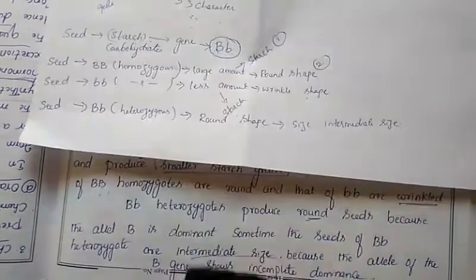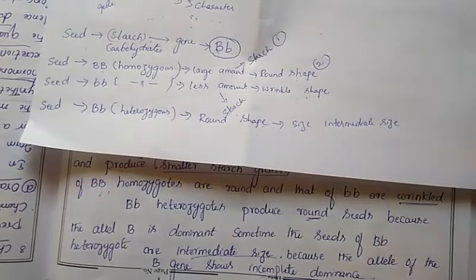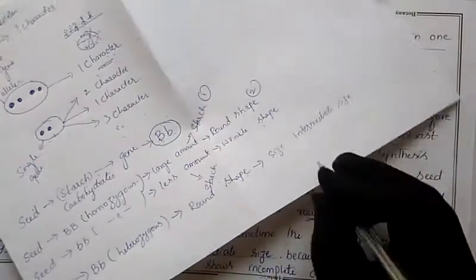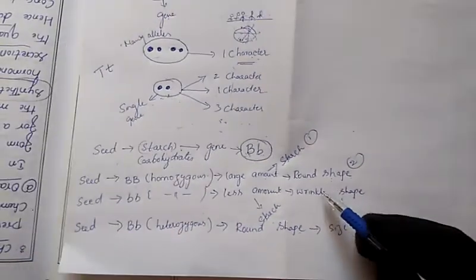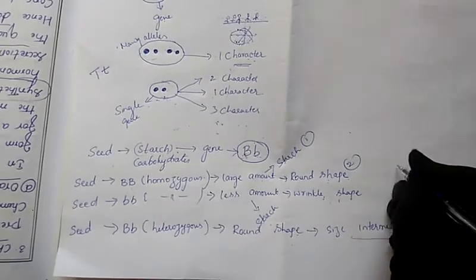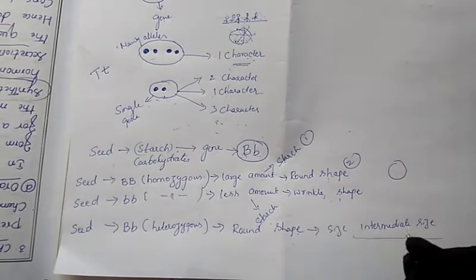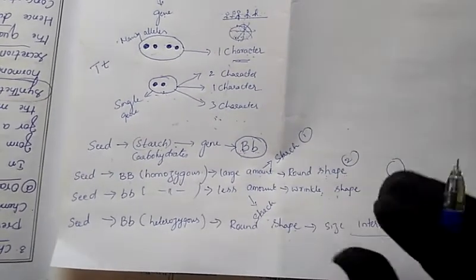Why does the intermediate size come? Because the alleles of the B gene show incomplete dominance. So what does intermediate size mean? In both cases, the same size of seeds will not be present. So it becomes intermediate.